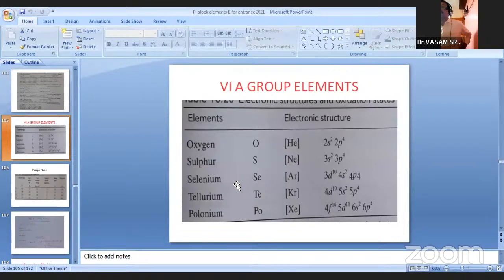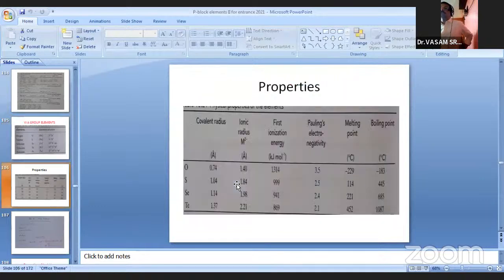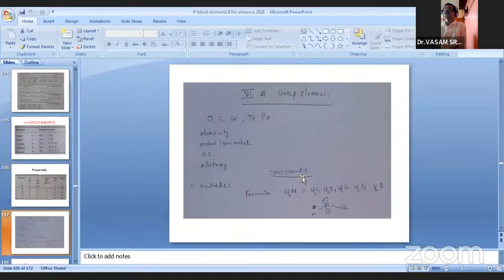So these are the p block elements and group 16 elements properties like covalent radius, ionic radius, ionization potential, electronegativity, and melting and boiling point. Now these are all the physical properties, not important for competitive examinations, but they come under one of the properties.